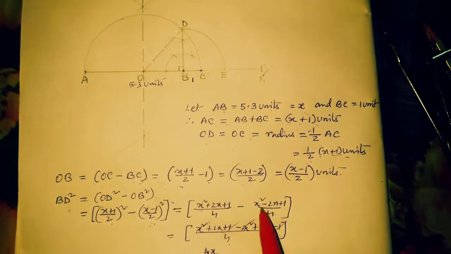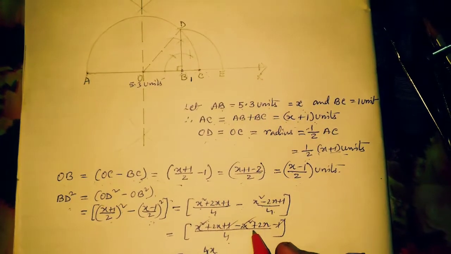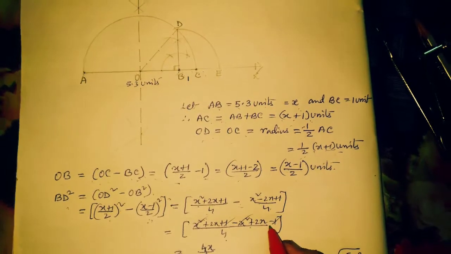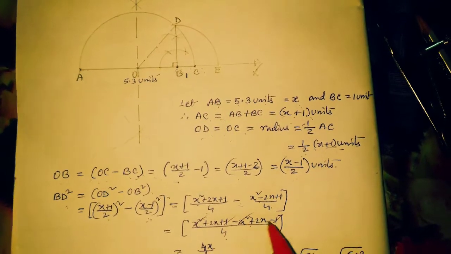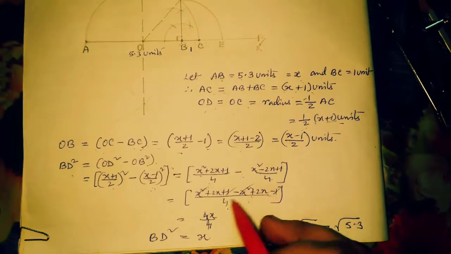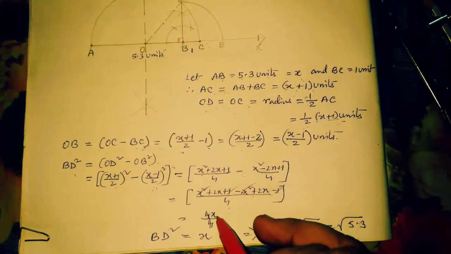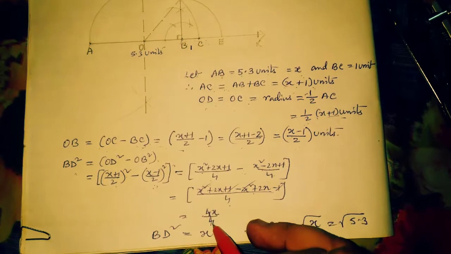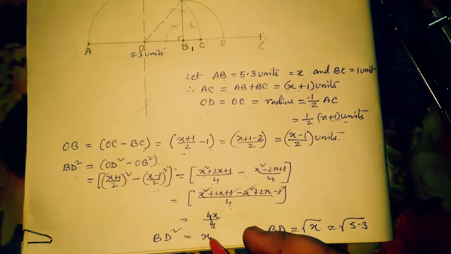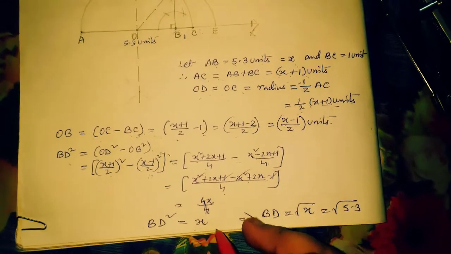So if we simplify this, minus x square, minus plus 2x, minus plus minus 1. So this x square cancels, and 1 will be cancelled out. Finally 2x and 2x, if we add, we'll get 4x. 4x by 4, this 4 will be cancelled, we'll get x. That means the value of BD square is coming x here.